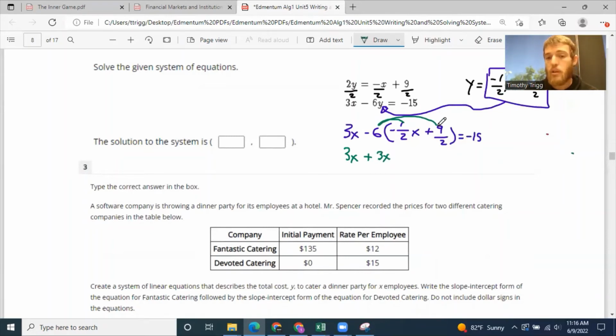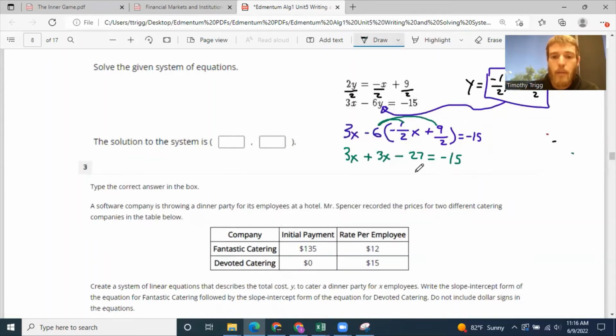-6 times 9/2, a negative times positive is now negative. So we'd multiply times the top, then divide by the bottom. So 6 times 9 is 54. 54 divided by 2 is 27. So that's -27. We still have a -15 here on the right.